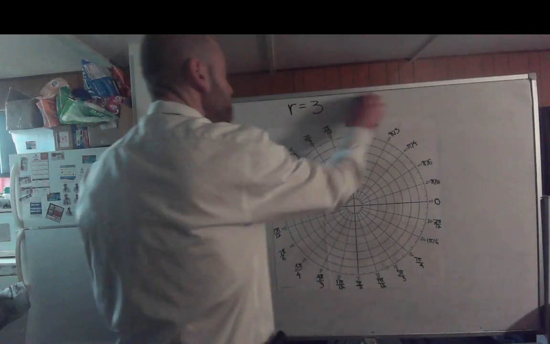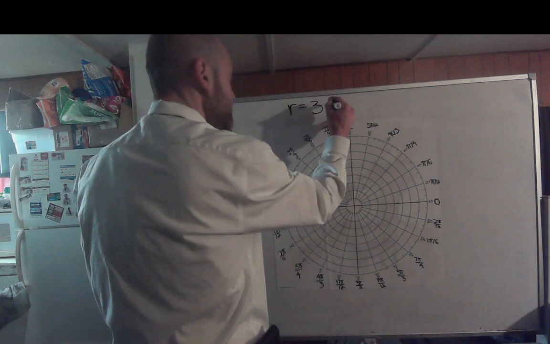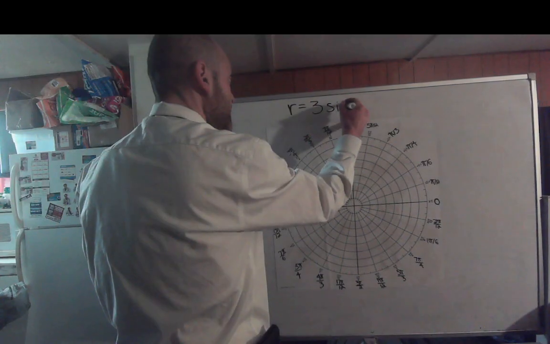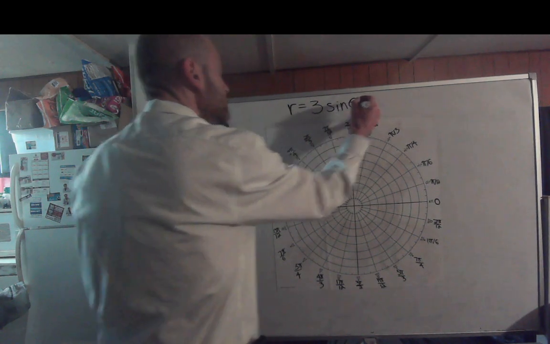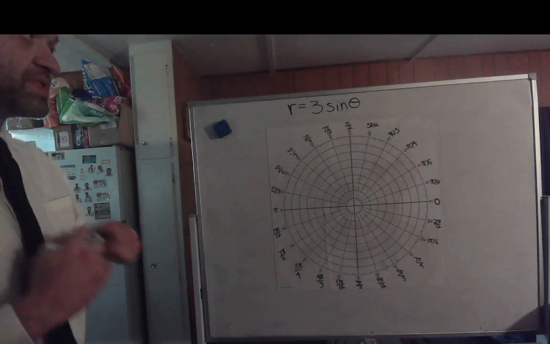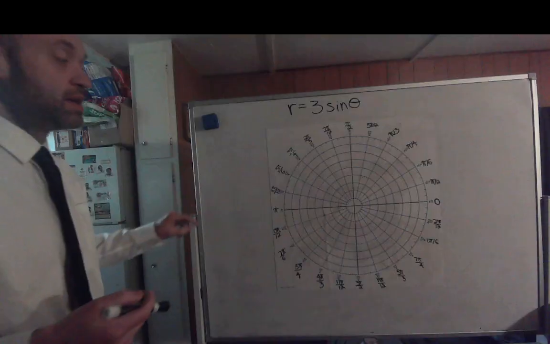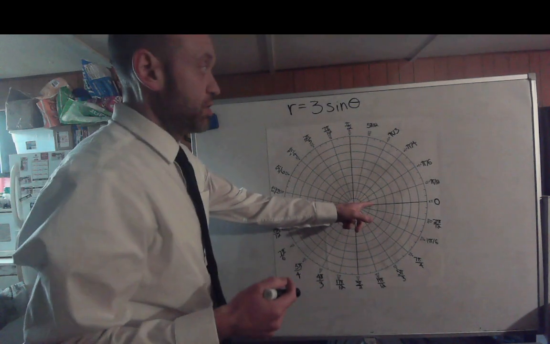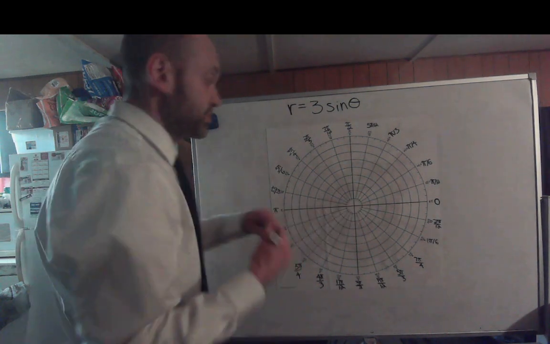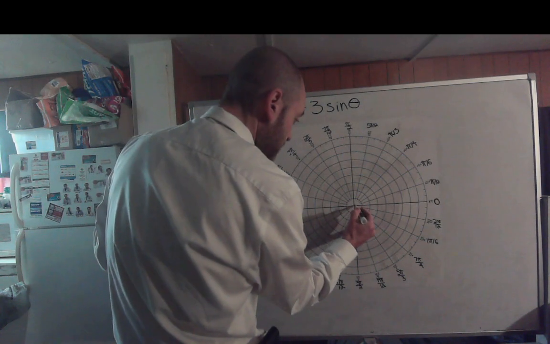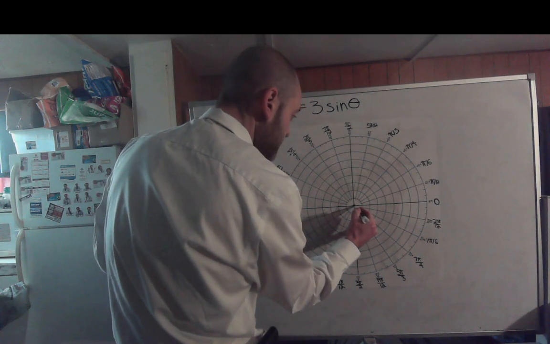What if I did 3 times the sine of theta? So this time we're doing 3 times the sine of theta. Well, let's go ahead and start doing this again. What is the sine of 0? That's just 0 times 3 is 0. So you'll actually start right at the pole this time.